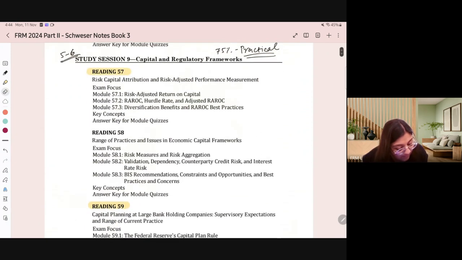And then there is one chapter known as range of practices and issues in economic capital framework. Now, this is not a very important chapter. You can just read it once and leave it. And if you want to skip it, you can even skip it, because there are 24 chapters. You can't remember all the chapters. So you can skip this chapter or just read it once. Nothing more than that is required.